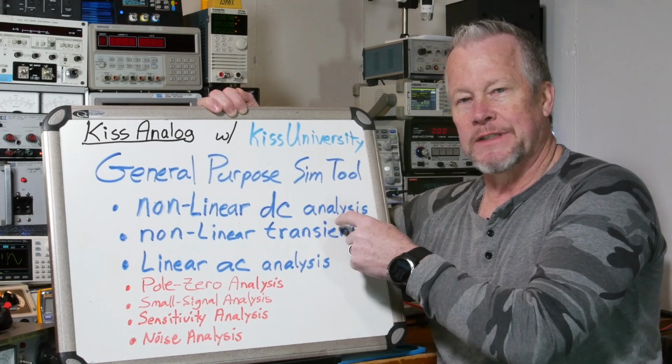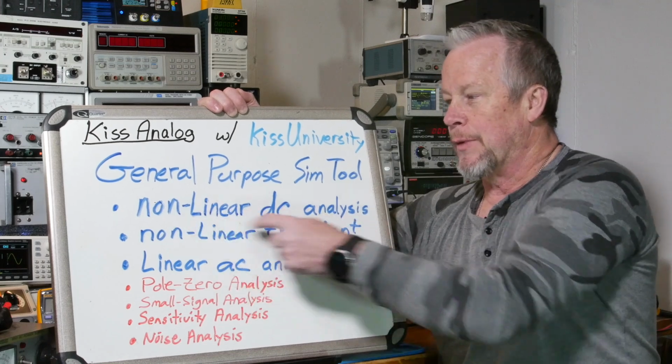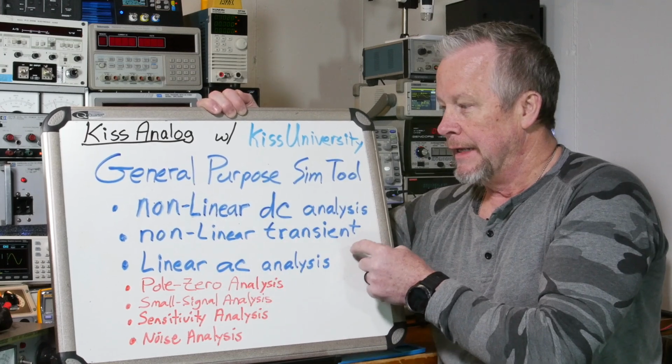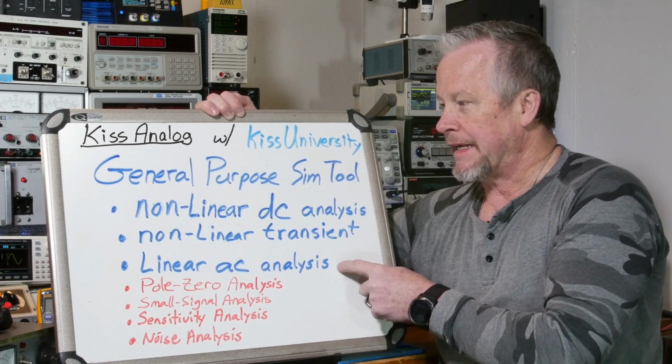Nonlinear DC analysis. Nonlinear transient analysis. That's probably the one I most commonly use. And then linear AC analysis. That's like Bode plots, that kind of thing.